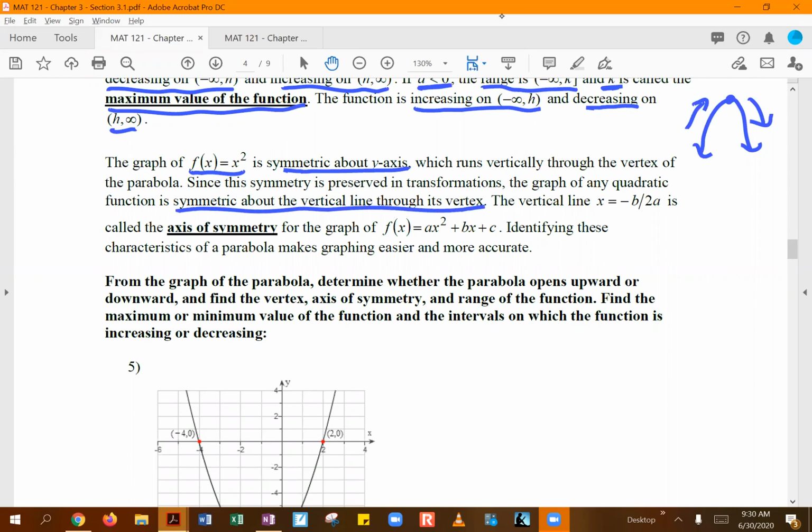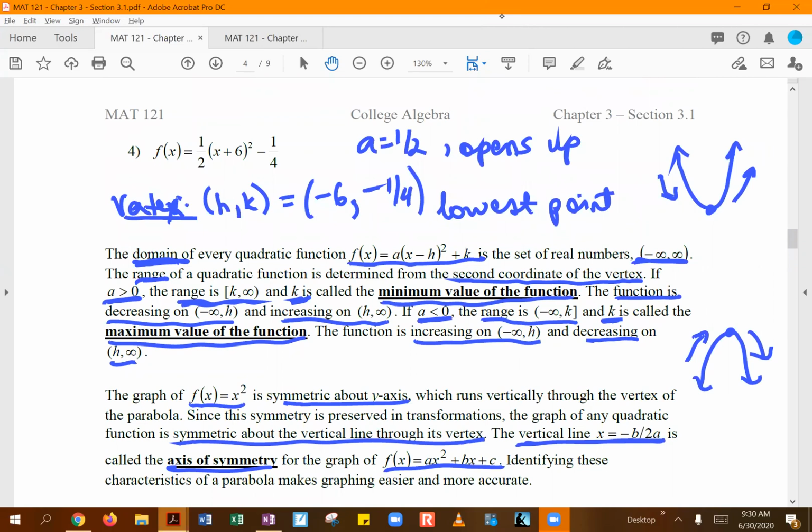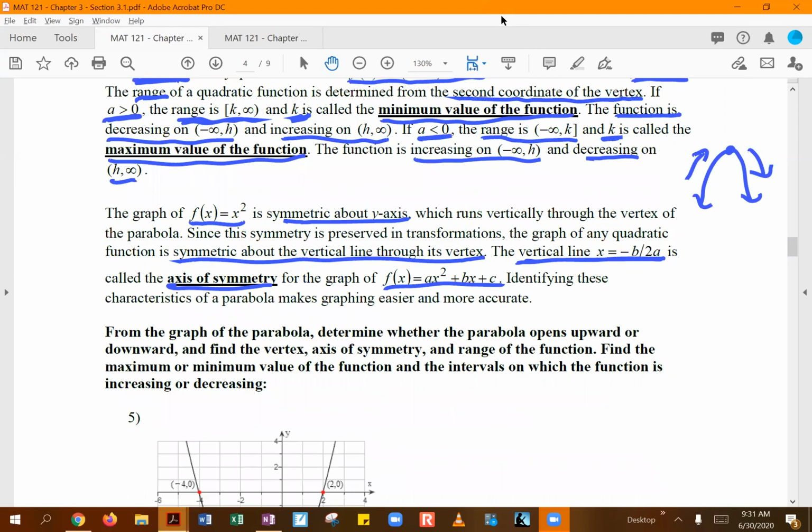And since we know that we can calculate the vertex by using x equals negative b over 2a, that same equation gives you the vertical line, which is what we call the axis of symmetry. So that same x equals negative b over 2a, which gives you the x coordinate for the vertex, is also going to give you the axis of symmetry. And that will, of course, be for our function in the standard form. If your function is in the transformation form, then whatever is your h value, that will give you your axis of symmetry equation.